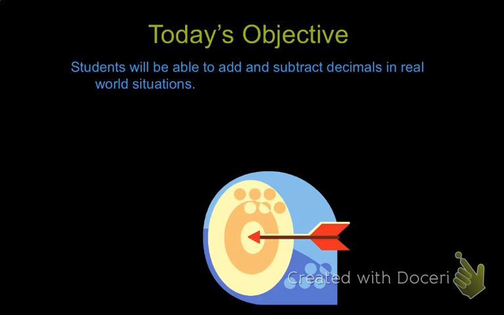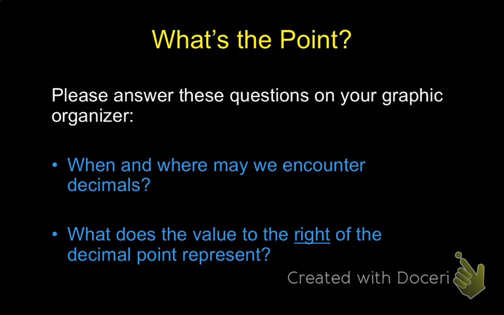Be sure that you have a graphic organizer or a notes page for today and that you are filling in the blanks and taking notes on that graphic organizer as we go through our lesson today. The first thing that you need to write down is you have a place to answer the following questions on your graphic organizer. So, on your paper, please answer, when and where may we encounter decimals? When may we see these in real life? And what does the value to the right of the decimal point represent? So please pause the video and answer those two questions now.